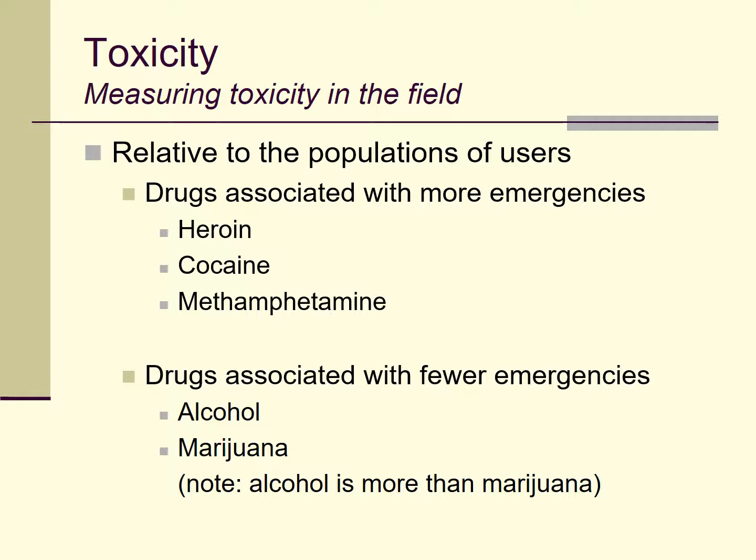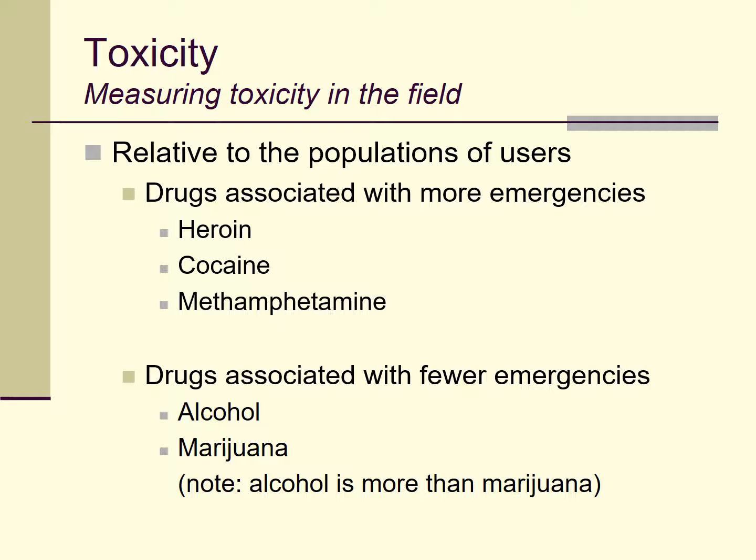Also, I have a note here that alcohol is more dangerous than marijuana. That's a somewhat controversial point. I'm honestly not sure if the relative toxicity, at least measured this way, is significantly different between the two. As you saw in the graph in the previous slide, it's pretty close. Maybe alcohol is actually a little bit more dangerous than marijuana if we think about the population of people who use the drug, and then within that population, what fraction end up in the emergency room.